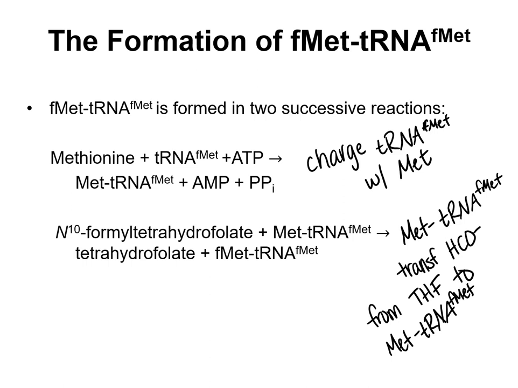So that's what happens. You can charge that tRNA for fMet with just plain old methionine. And if it does not get formylated, then you can actually use that in the interior too. But it needs to have that formyl group added onto the methionine residue in order for it to initiate translation.